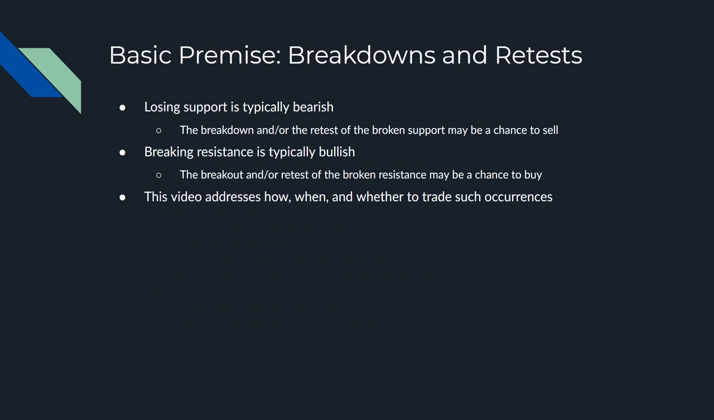So what's the basic premise? Breakdowns and retests. Hopefully you've watched some of the other videos during the course of the TA series. God knows where I'll put this in the playlist, but you should know what a horizontal level is and you should know what market structure is. So it should come as no surprise that losing support is typically bearish, right? And the breakdown and/or retest of the broken support may be a chance to sell. Conversely, breaking resistance is typically bullish, and the logical corollary of that is that the breakout and/or retest of the broken resistance may be a chance to buy, right? And this video largely addresses how, when, and whether to trade such occurrences.